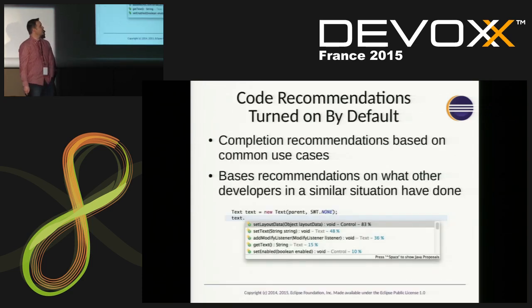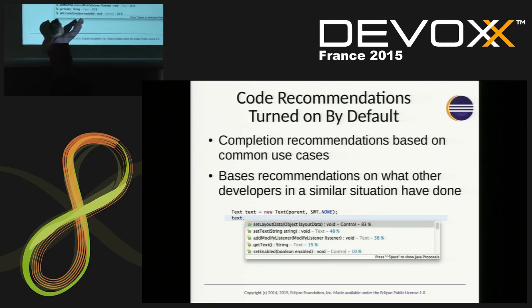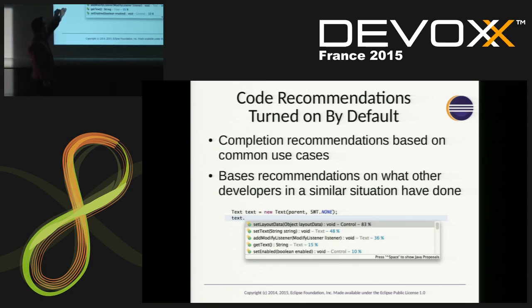Code Recommenders. We're turning Code Recommenders on by default. When you do content assist, hit Ctrl+Space, it gives you everything under the sun to offer as a code completion. With Code Recommenders, they base it on the context you're in. In this case, I've created a Text. The next thing that most people do after they create a Text is set the layout data. So 83% of the time, that's what you want to do. 48% of the time, what you want to do is set the text. So now, as you build this, the list of recommendations will change.